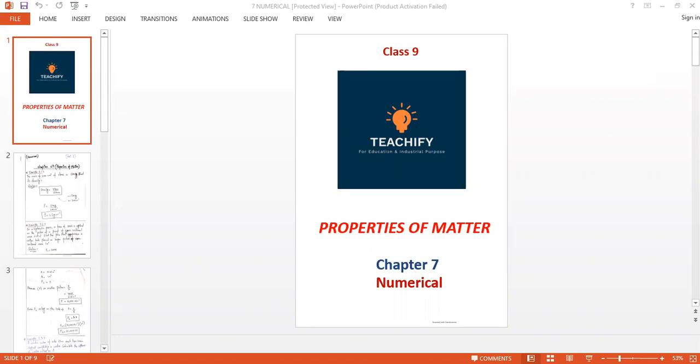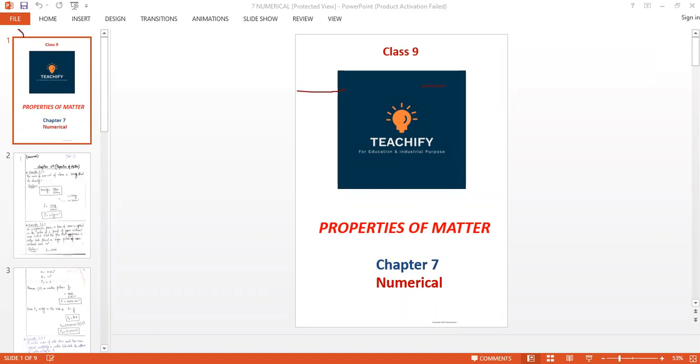Now today we discuss the properties of matter. As earlier we described the chapter theory, now we are moving towards the chapter numerical. So dealing with the first numerical of the chapter. The mass of a 200 centimeter cube of stone is 500 gram. Find its density. So how to find this?